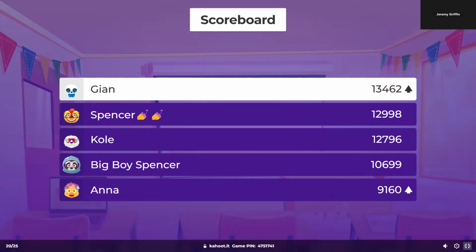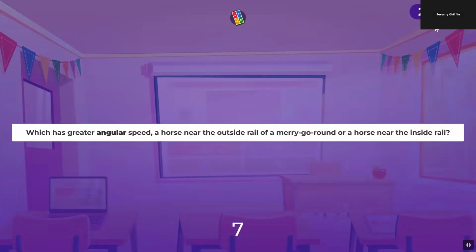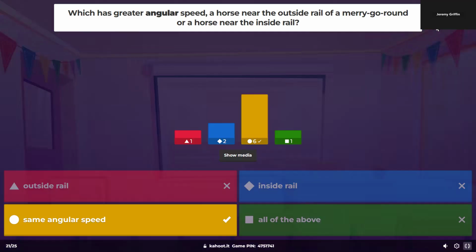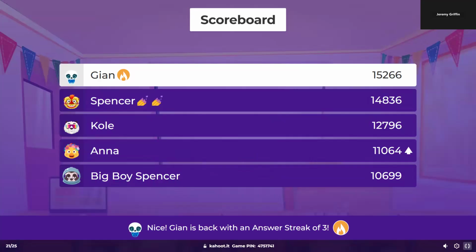Got Anna, Big Boy Spencer, Cole, Spencer, Gian. Which has greater angular speed? A horse near the outside or inside of a merry-go-round? It's the same. Hey, guys, they're all doing the same turns per time. All the same turns per time. You've got all the same radians per second. Are you guys good with that? It takes them all the same time to make one lap around.